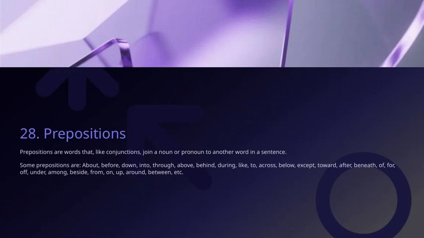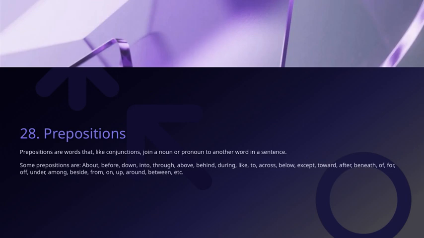Prepositions are really interesting words because, like conjunctions, they serve as connectors in sentences. They link a noun or pronoun to another part of the sentence, helping us understand relationships such as location, direction, or time. For example, words like about, before, down, into, through, above, behind, and during. These are all prepositions. They tell us where something is or when something happens.